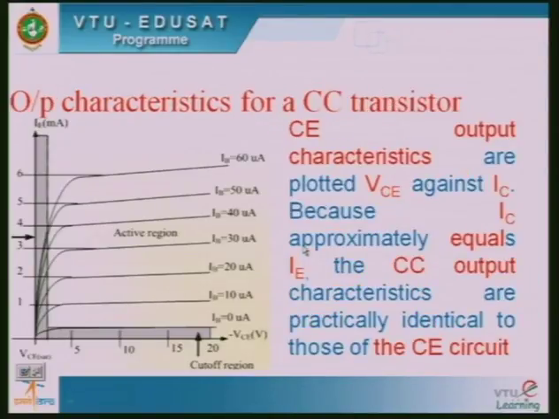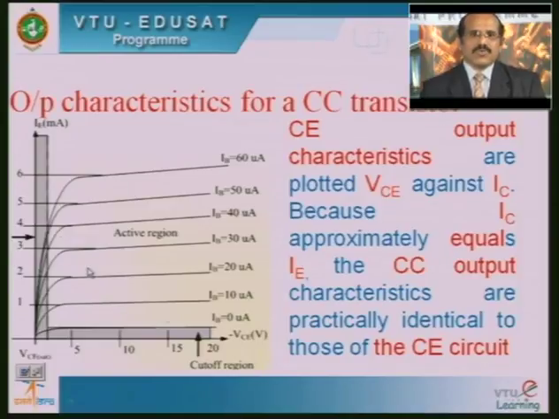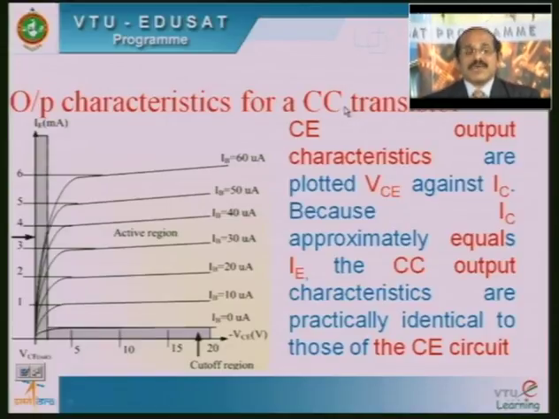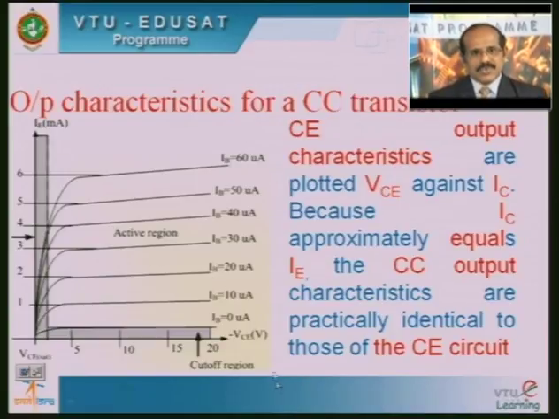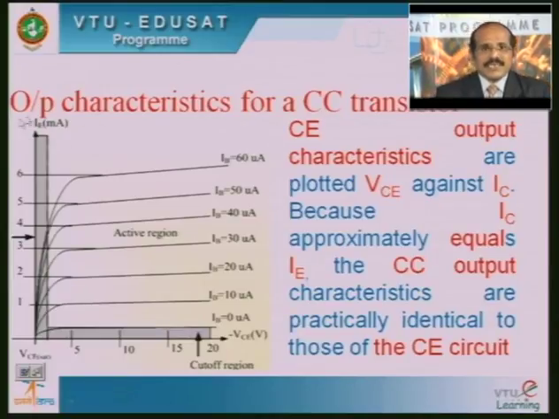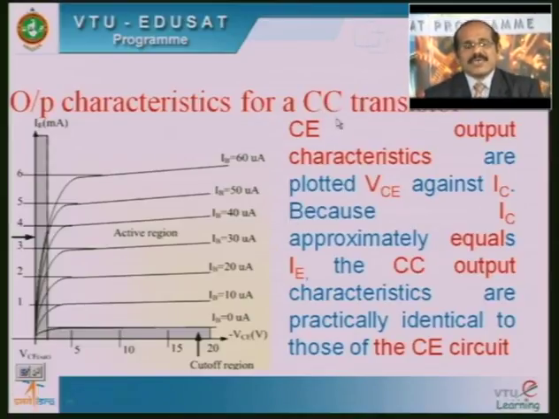So now let us see the output characteristics of the BJT in a common collector configuration. The output characteristics are a plot of the output voltage versus the output current. In the common collector configuration, base is the input and emitter is the output.